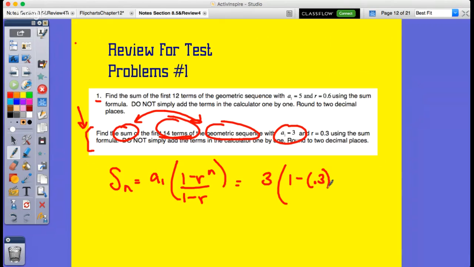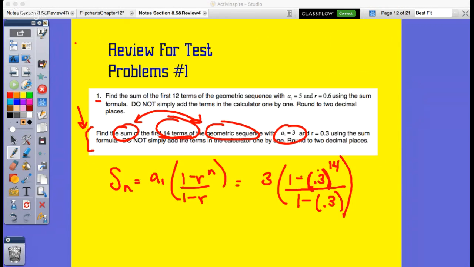0.3 is my r. When I plug this in, notice I'm putting it in parentheses, because a lot of times people will mess this up and put the negative with it. Remember, the exponent goes first. N is 14 because that's the number of terms we have, and on the bottom, we have 1 minus 0.3. As I execute this on the calculator, I have to make sure that the 0.3 is in parentheses. Since it's positive, it won't matter as much, but just in case, we want to make sure the negative does not go with that 0.3.